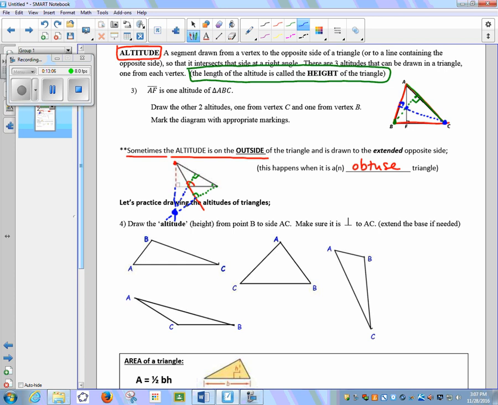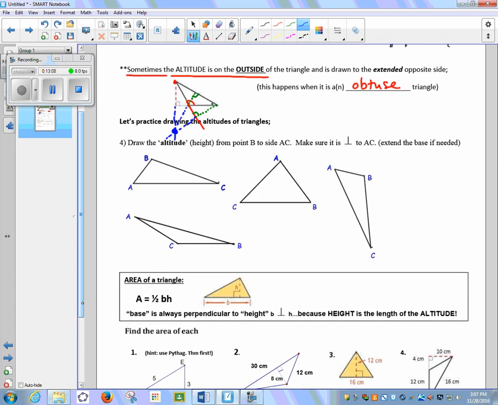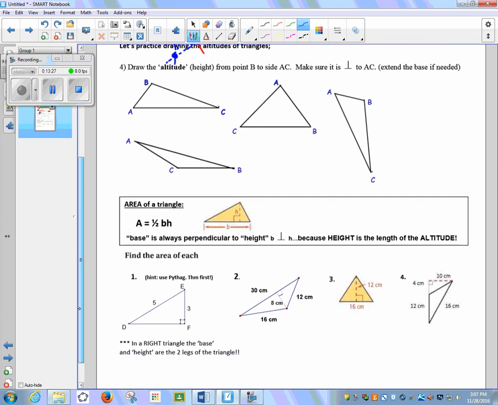Okay, so let's practice drawing some altitudes of triangles. You want to go from point B to side AC, and make sure it's perpendicular to AC. Sometimes you're going to have to extend the base. So I'm going to let you do that on your own. Pause the video and then try those on your own, and then come back and check your answers.